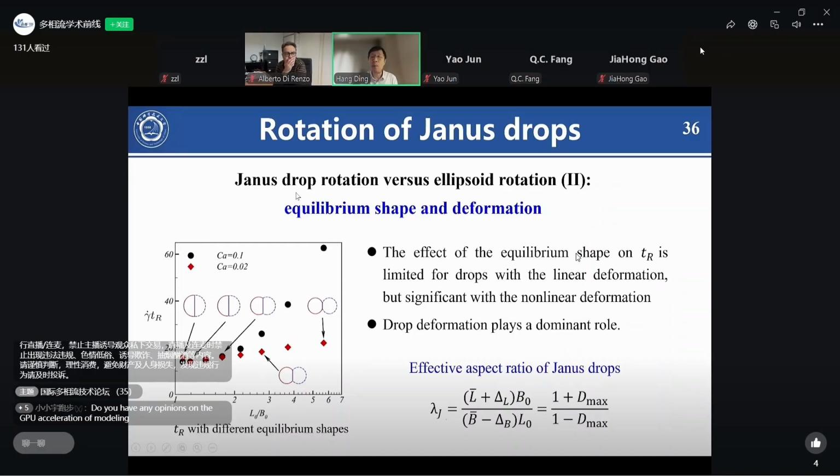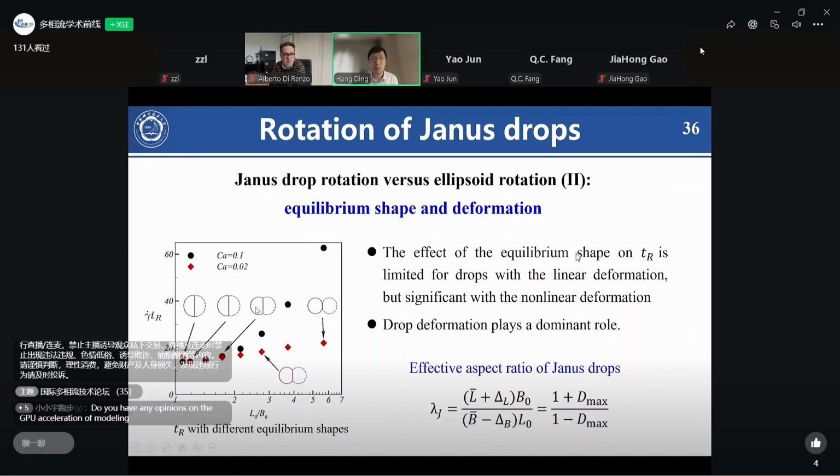Another thing is, how about the aspect ratio of a Janus droplet? Essentially, we have the aspect ratio when the droplet has its equilibrium shape. Also, the deformation changes its aspect ratio here. So in our experiments, we change the surface tension so we can have different initial shapes of the droplet. For example, when the surface tension of the inner droplet at the interface is much smaller than the outer one, you have a shape very close to the circular shape.